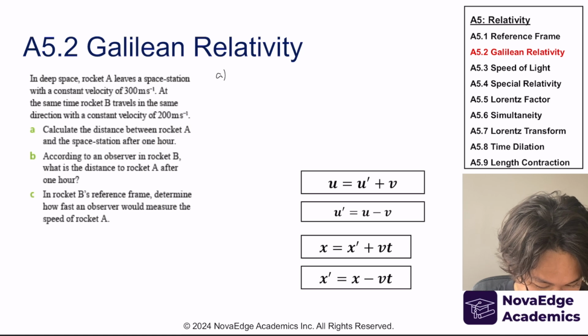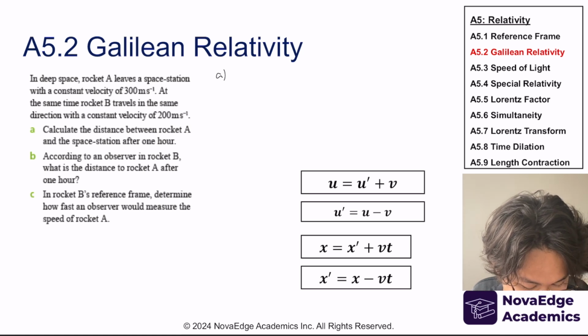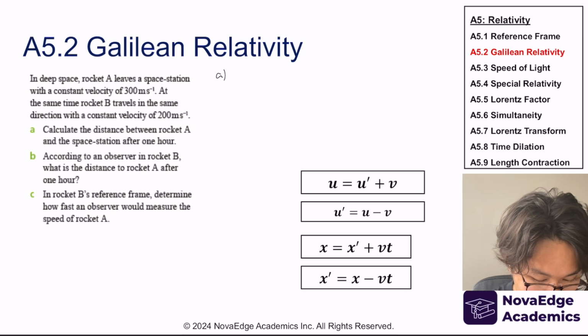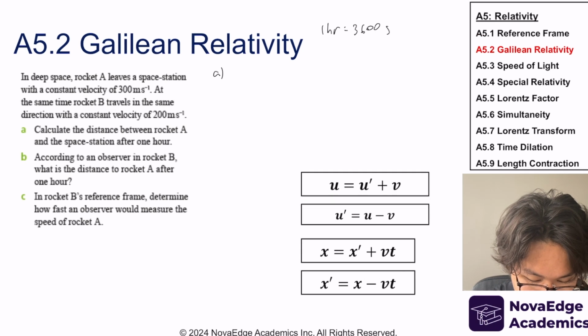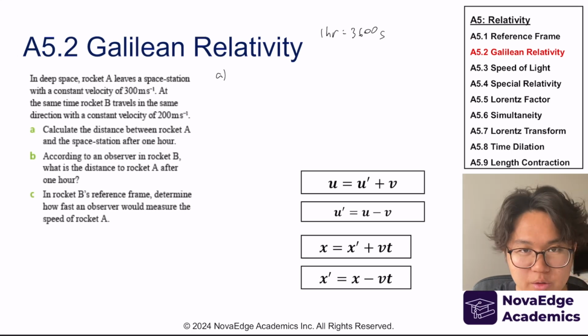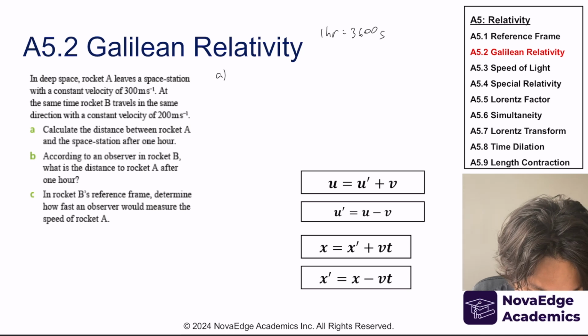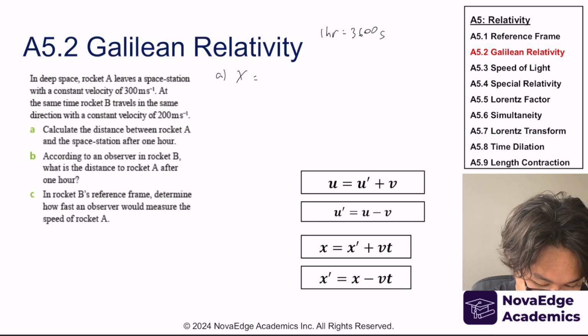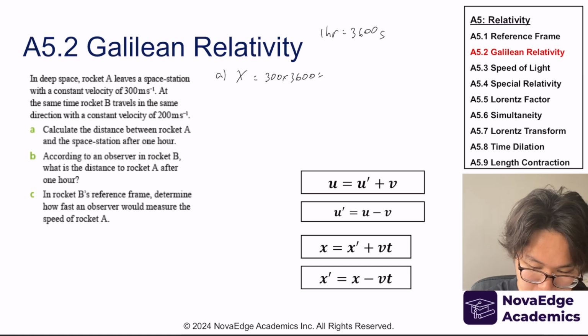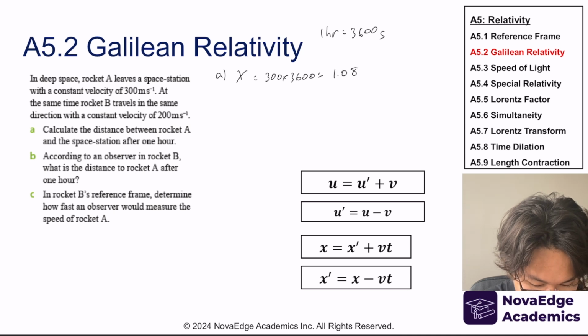Alright, so let's first calculate the distance between rocket A and the space station after 1 hour. So 1 hour is actually 3,600 seconds. I hope you know how to compute this. So using that, we can get that the x, which is the distance seen from the space station, is equal to 300 times 3,600, which is 1.08 times 10 to the power of 6 meters.